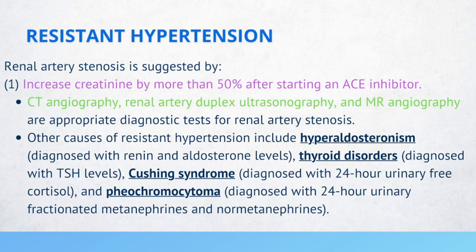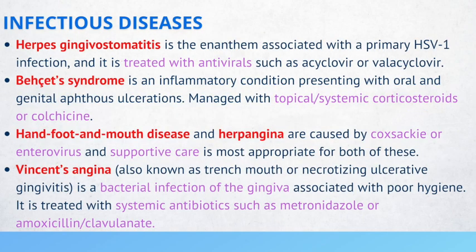Oral lesions or lesions in the mouth are commonly tested. Let's go through some of them. Herpes gingivostomatitis is primarily due to primary HSV-1 infection, and it is treated with antivirals such as acyclovir.